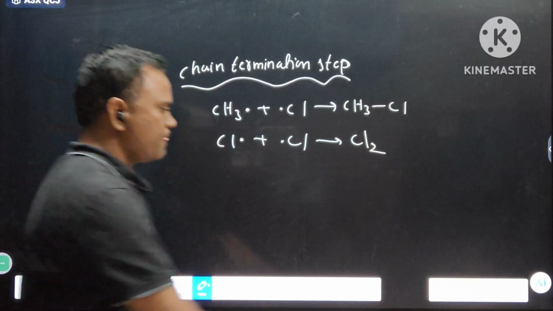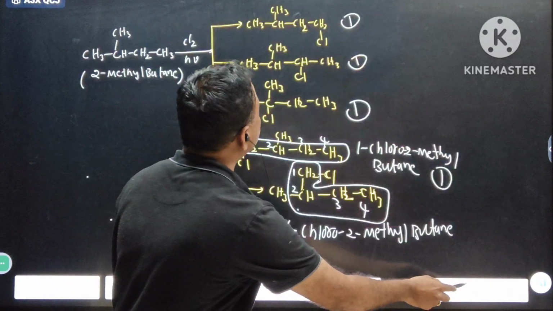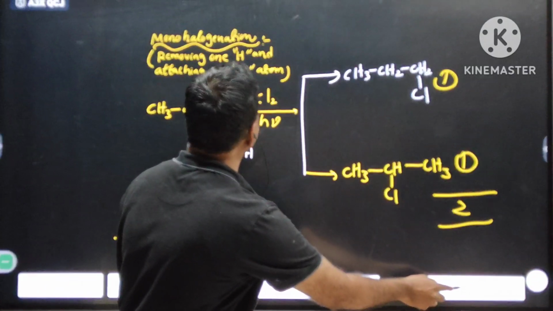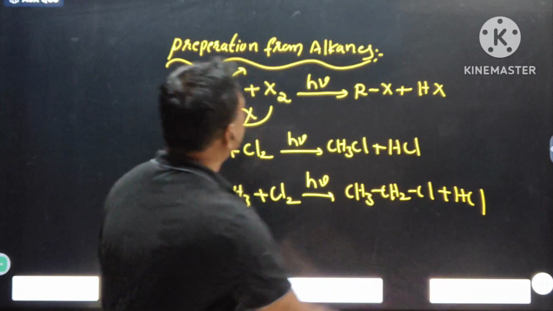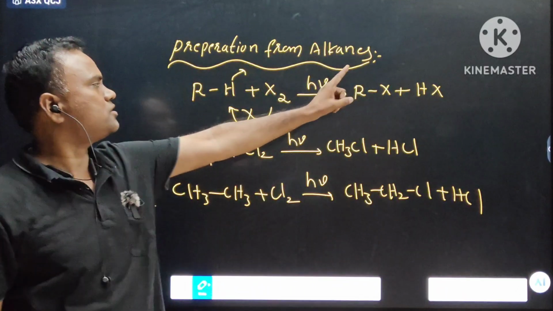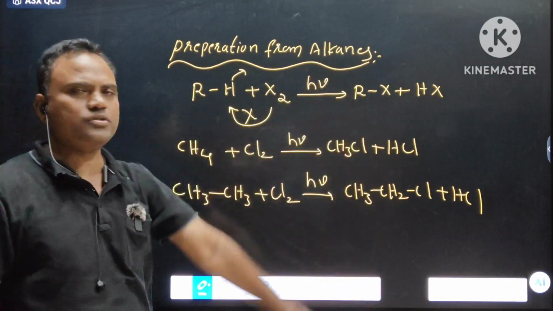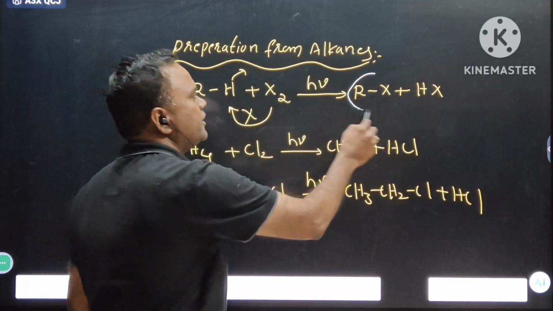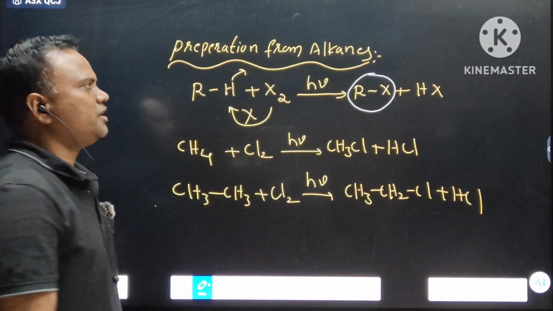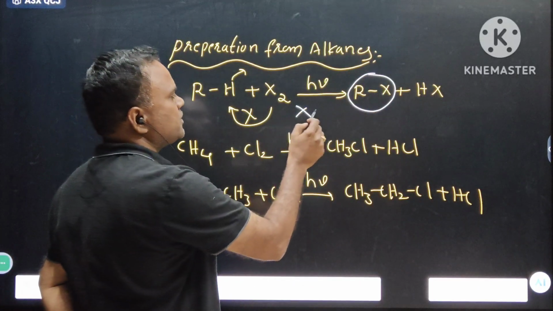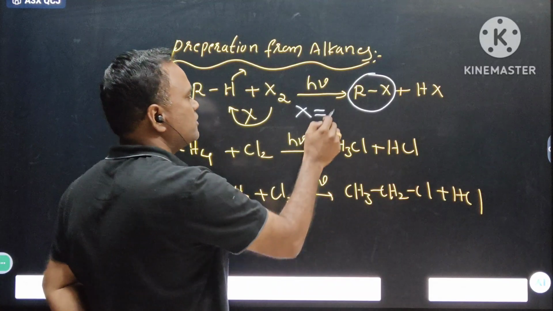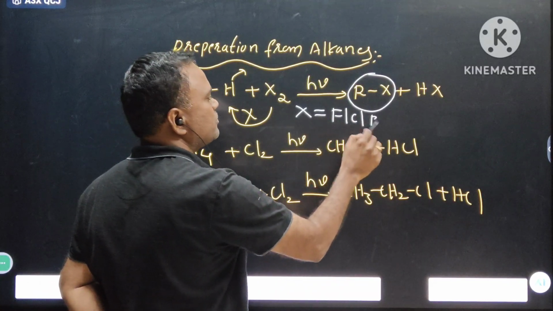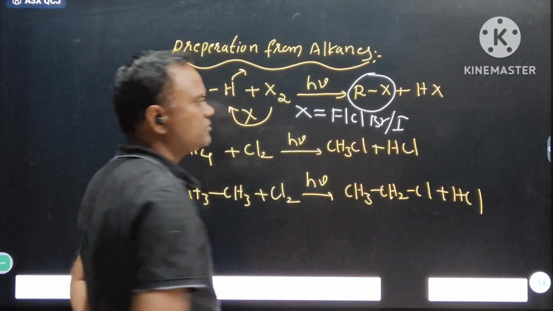Right, next. Look at this, all of you. What is our main reaction? We are doing preparation of alkyl halides from alkanes, right? Preparation of alkyl halide. What is X here? Tell me, what is X? X is halogen: fluorine, chlorine, bromine, iodine, right?